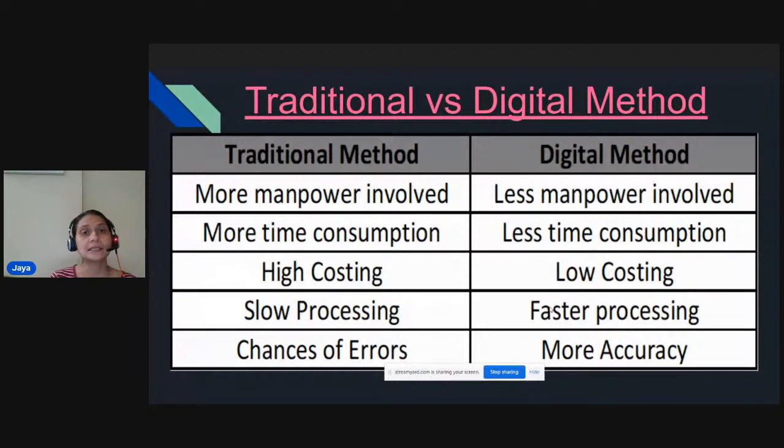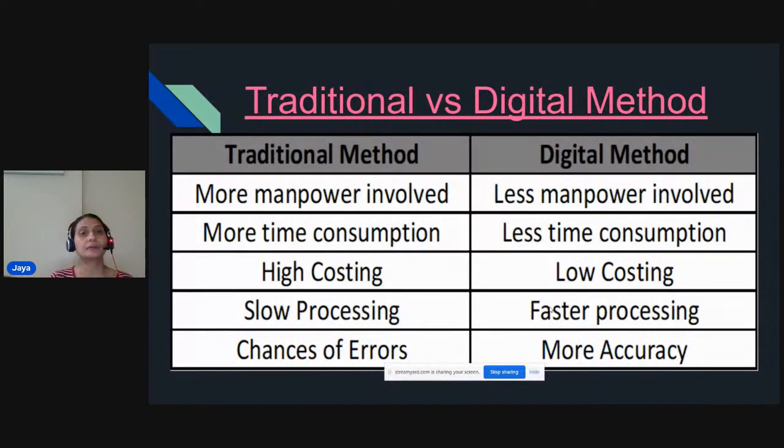They want things very instant. So when we read the points about the digital method, less manpower is involved, there is less time consumption, the costing is very low, with faster processing and more accuracy. What people want, from the business point of view as well as the consumer point of view, is faster processing in a more accurate manner with low costing.